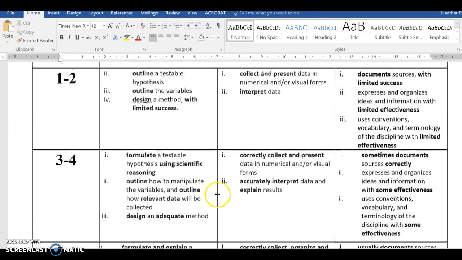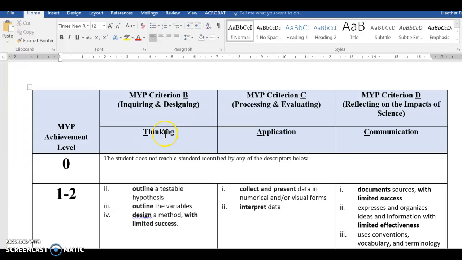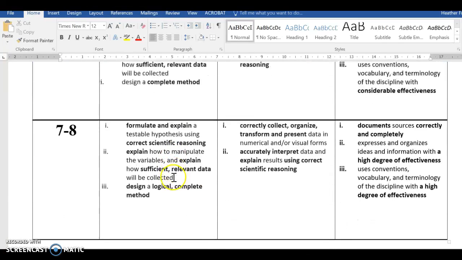So let's take a look first at the rubric. The hypothesis falls under thinking. That's about inquiring and designing your investigation, so criterion B in the MYP. Let's zip down to the highest levels of the rubric to see what the descriptors are for performance. With a hypothesis, you want to formulate and explain a testable hypothesis using correct scientific reasoning.